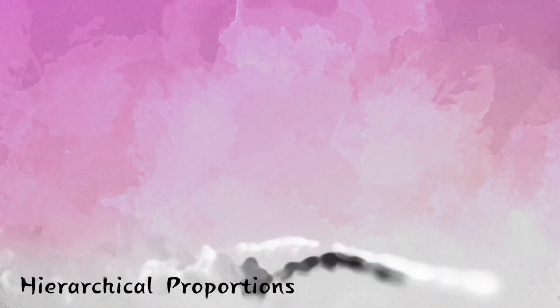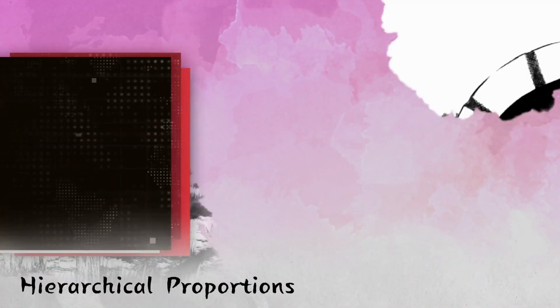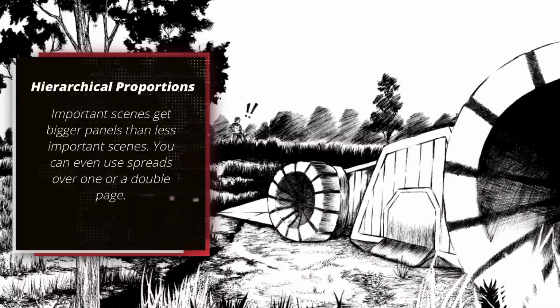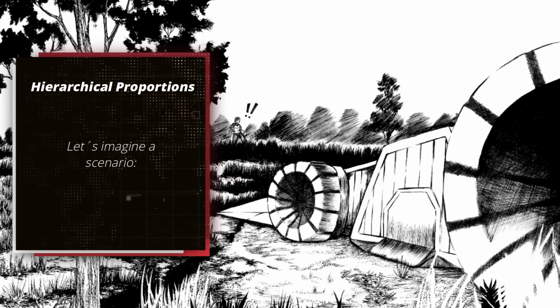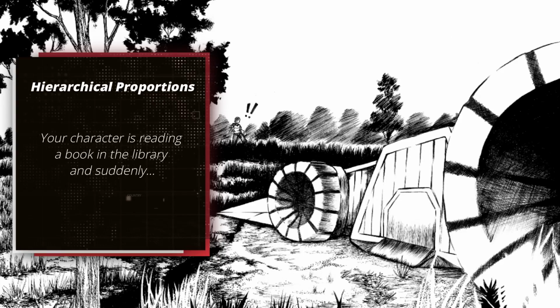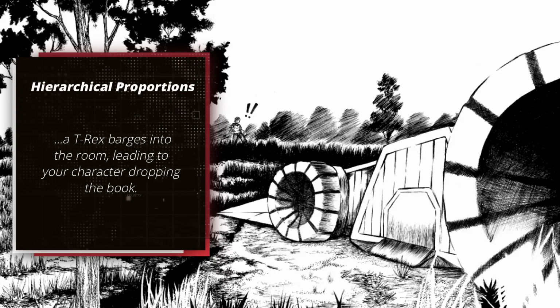Hierarchical proportions and paneling. Important scenes get bigger panels than less important scenes. You can even use spreads over one or a double page. Let's imagine a scenario. Your character is reading a book in the library. Suddenly, a T-Rex barges into the room, leading to your character dropping the book.